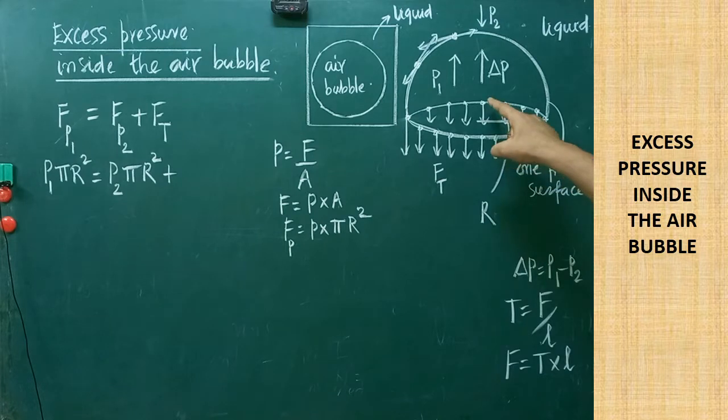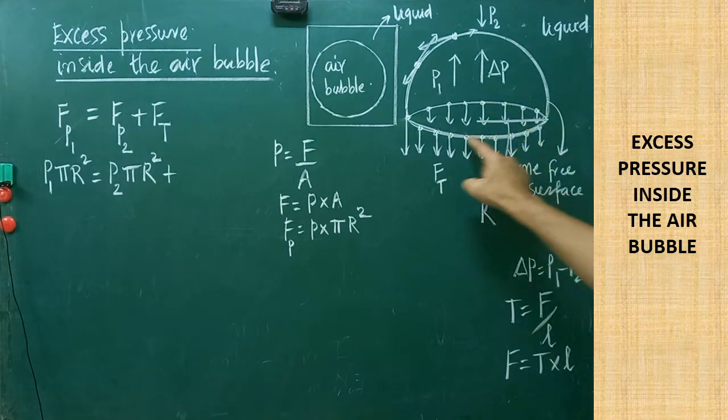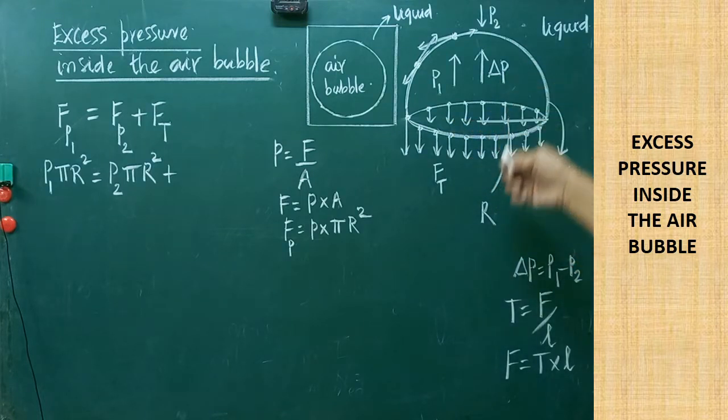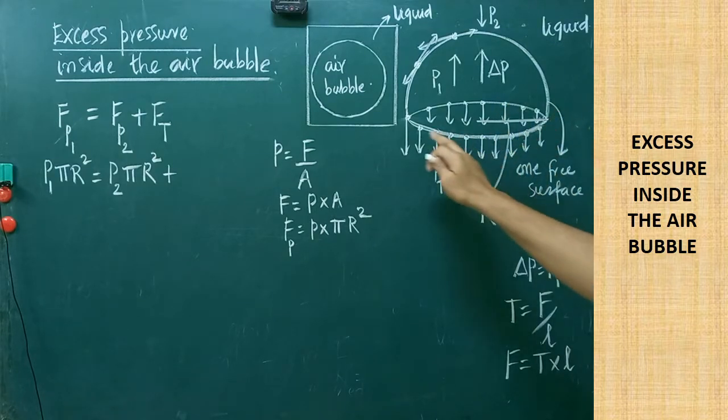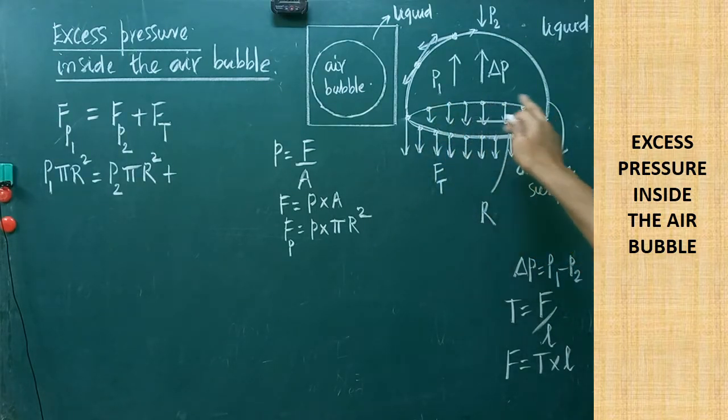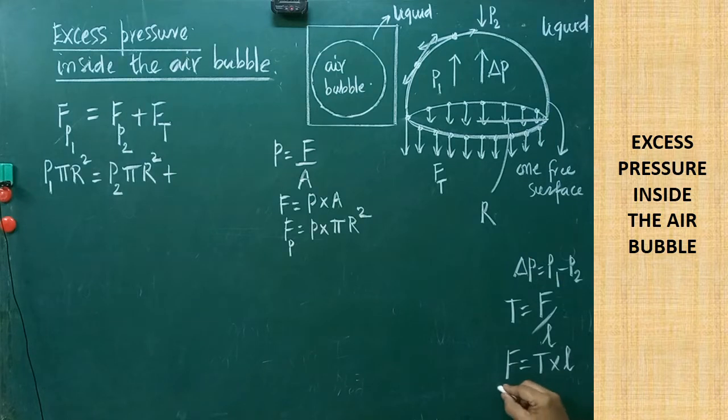Here, length means the length of the rim on which the molecules are present. Each one of them is pulled downward due to surface tension. So the total length of the rim, the total length of the circumference, is to be taken. Therefore, F is equal to T, surface tension, into length, which is nothing but the circumference. What is the circumference of the circle? 2 pi r. So 2 pi r can be written instead of L.